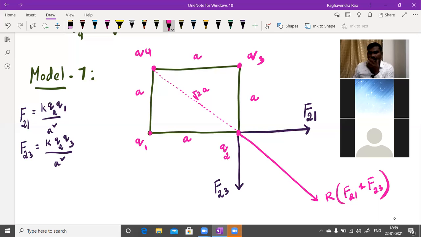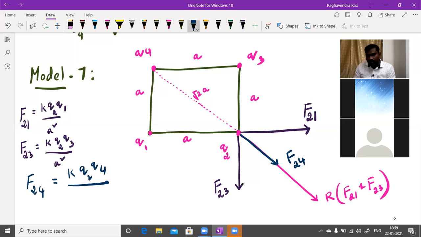Now Q4 is positive, Q2 is also positive. This is also exerting a repulsive force, acting in this direction. This is the force on 2 due to 4. Now the force on 2 due to 4 will be equal to K into Q2 Q4 by the distance squared, which is root 2A whole square.